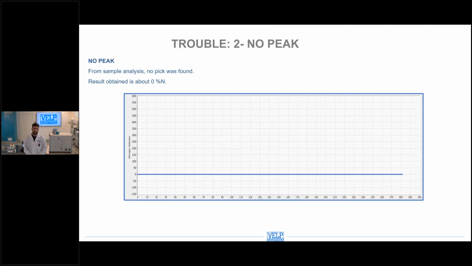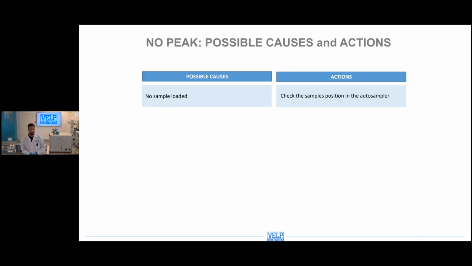Okay, the second trouble is when you are performing an actual analysis, so the analysis of an actual sample, but no peak is found at the TCD. So again, we have to investigate the causes of this issue. The first cause could be that once you prepare the samples, you didn't load them inside the autosampler disk. So before starting the analysis, just check that the samples have been loaded inside the autosampler disk.